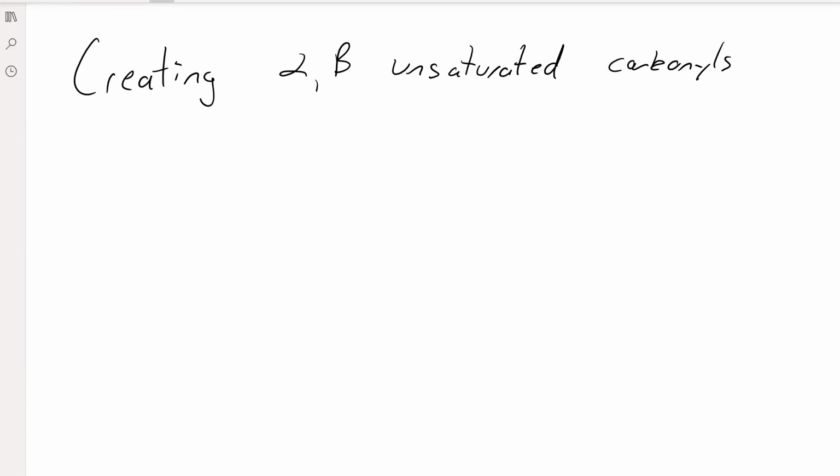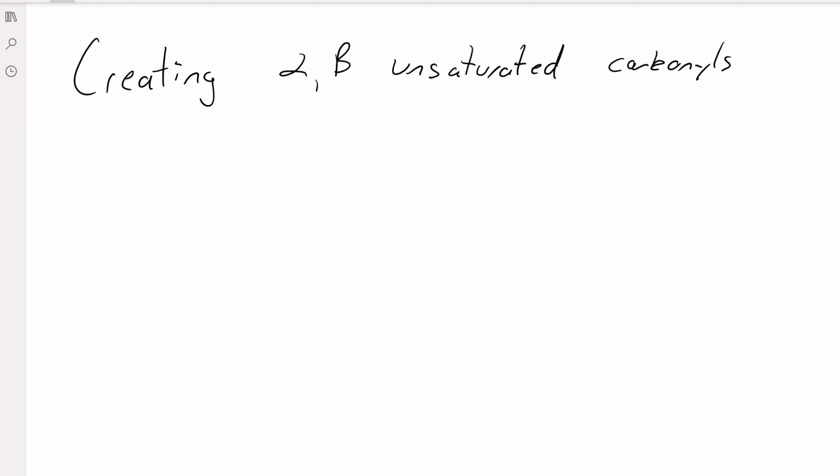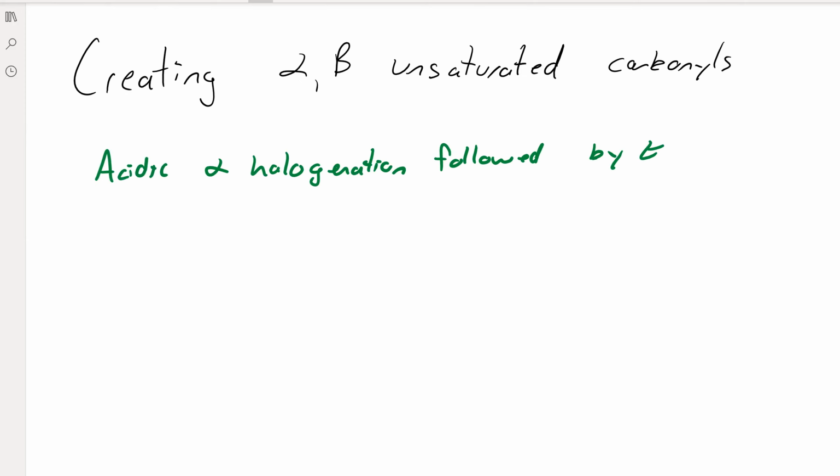So we're going to be focusing on these alpha beta unsaturated carbonyls for the rest of this little section. So let's just review how we create these alpha beta unsaturated carbonyls. We have two main methods. The first is the acidic alpha halogenation, followed by an E2 reaction, usually done with pyridine. So what we have here is some kind of carbonyl.